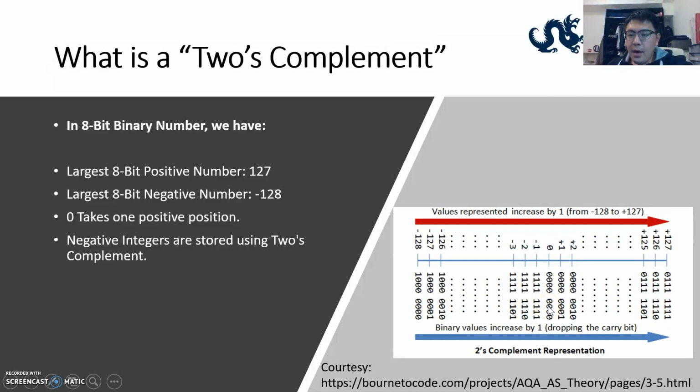So if we want to represent the negative integers here, we need another form of the binary value, and this form is called the 2's complement. It is very important to use the 2's complement to represent the negative integers in binary form.